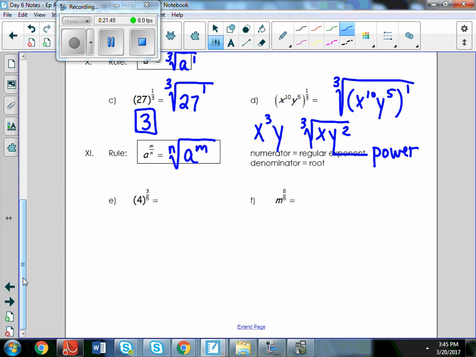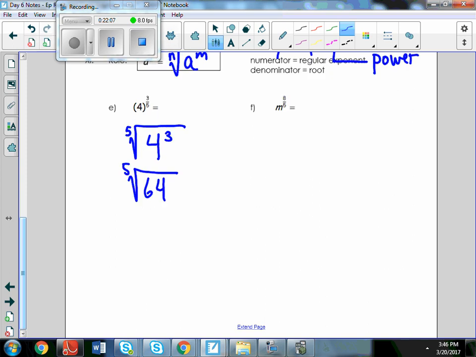So sometimes it's not 1. So 4, what's its power? 3. What's its root? 5. Good. So what's 4 to the 3rd power? Anybody calculator? 64? Okay, so now I would just have to know that that's what that means, because I really have to raise it, and now I've got to reduce it.